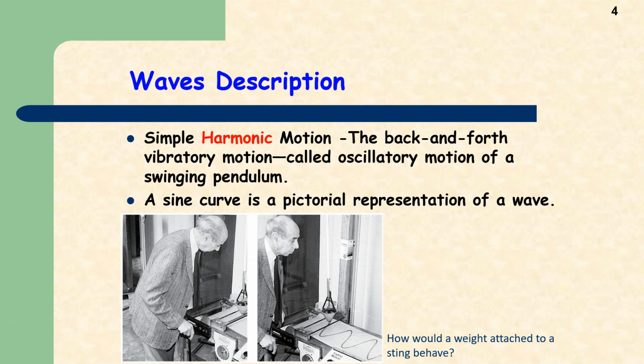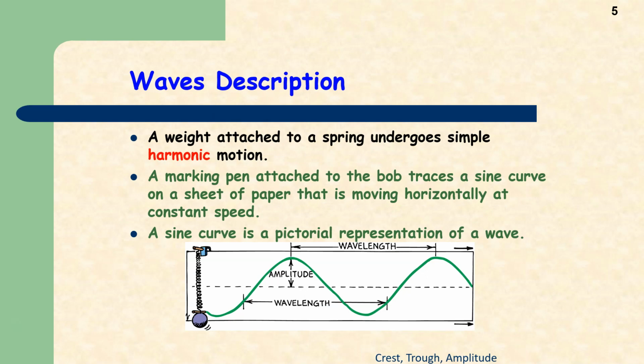This is Frank Oppenheimer in these pictures, and of course he worked on the Manhattan Project, but he also was one of the founders of the Exploratorium in San Francisco. He's demonstrating waves here. So how would a weight attached to a string behave? Well, a weight attached to a string, or a spring, undergoes simple harmonic motion. You guys have seen this already before. Now imagine you have a marking pen attached to the bob. This would trace a sine wave on a sheet as the sheet moves to, say, the right underneath it, creating this pictorial representation we call a sine wave.